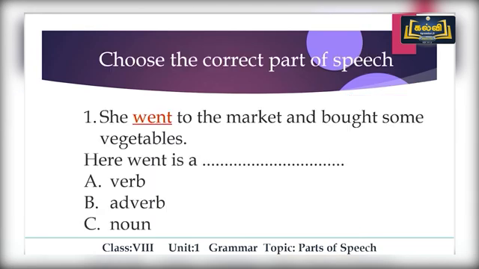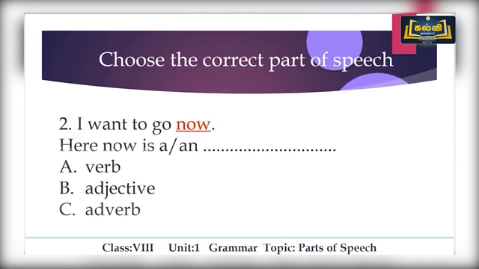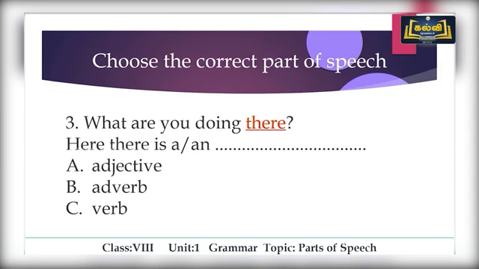Now let's check the exercise where I have given some parts of speech and you're going to choose the correct part of speech for the underlined word. She went to the market and bought some vegetables. So you want to find out what is went. Now, the second one is: I want to go now. Here, now is a or an? What are you doing there? Here, there is a or an?